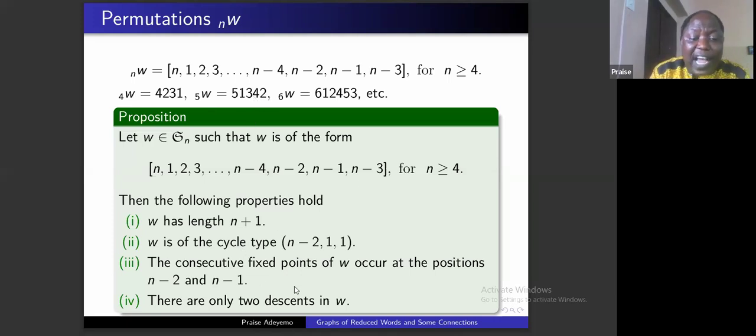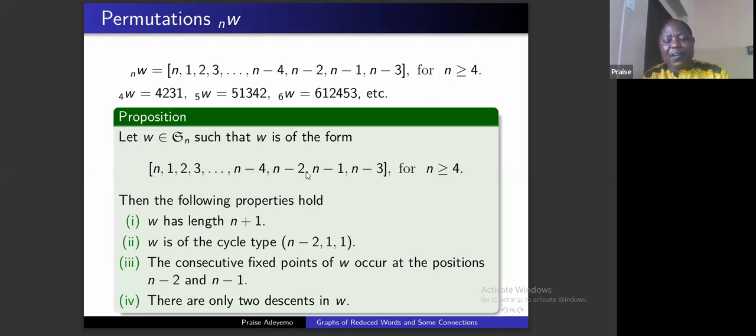So that is the position that we have there. And there are only 2 descents in this permutation, the permutation that you have of this class. You will see that this one has a descent at position 1, and also a descent at position 3. A descent here and a descent there.